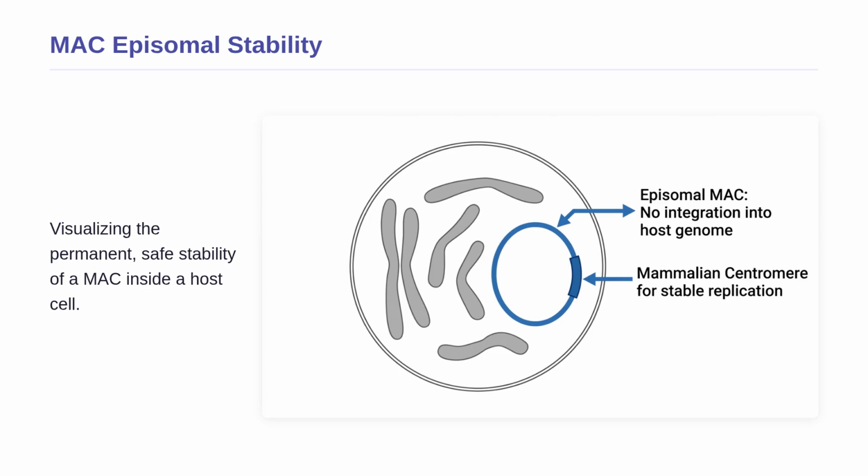To visualize this permanent stability, let us look at a diagram of a cell containing a mammalian artificial chromosome. Inside the nucleus, you can see the host's natural chromosomes drawn in gray. Alongside them is the MAC, highlighted in blue. Notice that the MAC is episomal. It exists completely separate from the host genome, ensuring there is no dangerous integration or disruption of healthy genes. You can also see the mammalian centromere on the MAC, which guarantees that every time the cell divides, the therapeutic gene is stably copied and passed on to the new cells.